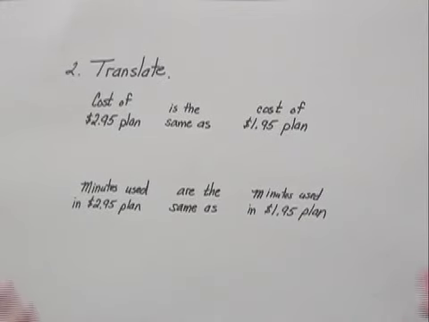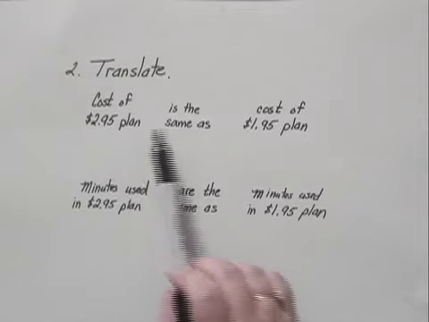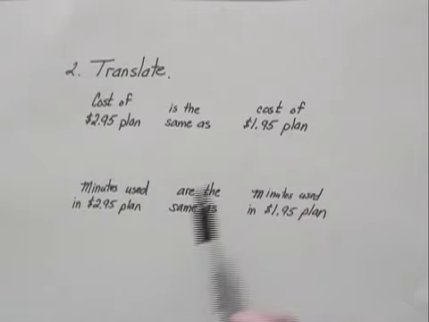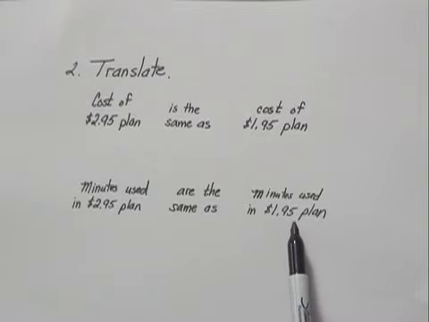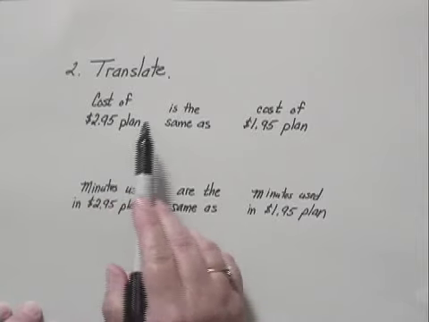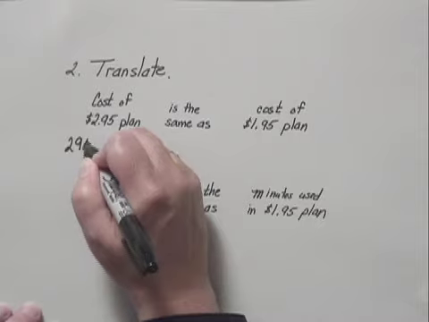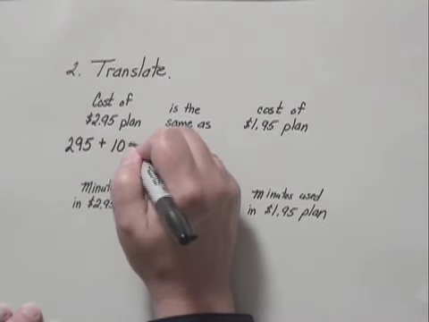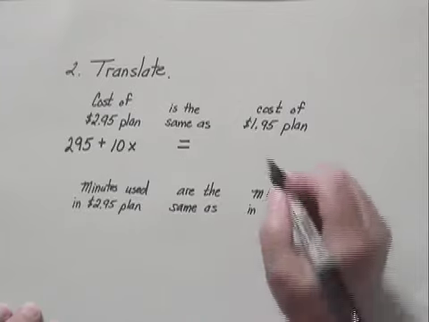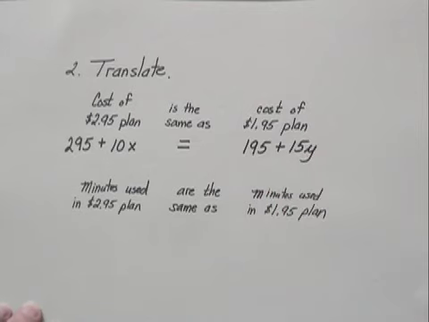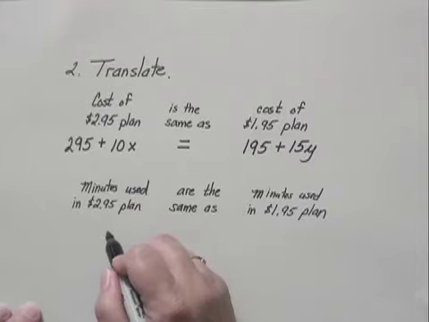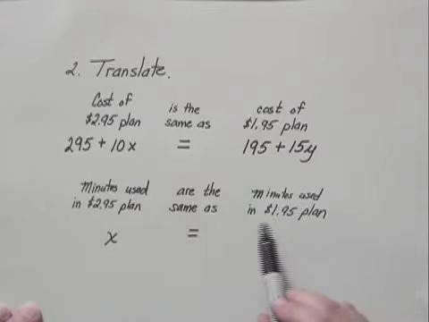We're told a couple of pieces of information. The cost of the $2.95 plan needs to be the same as the cost of the $1.95 plan, and the minutes used in the $2.95 plan need to be the same as the minutes used in the $1.95 plan. So for the first sentence, the cost of the $2.95 plan we said was 295 plus 10x, and that has to be the same as 195 plus 15y. The minutes used in the $2.95 plan is simply x, and that has to be the same as the minutes used in the $1.95 plan, and that's simply y.